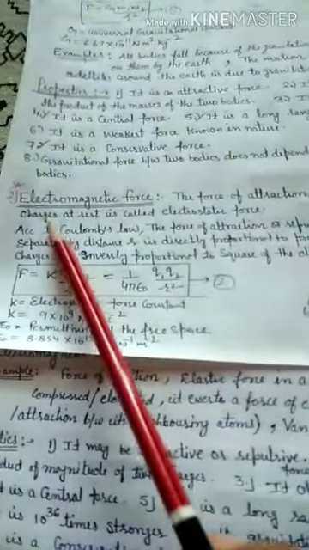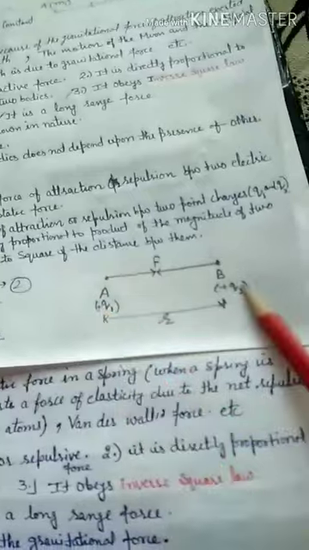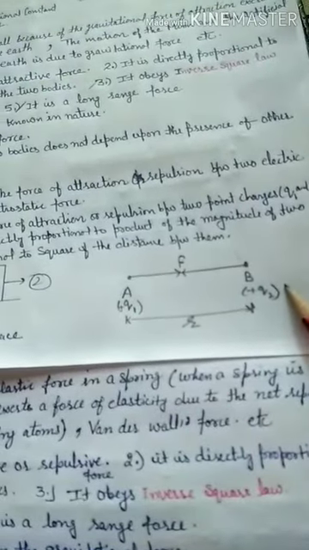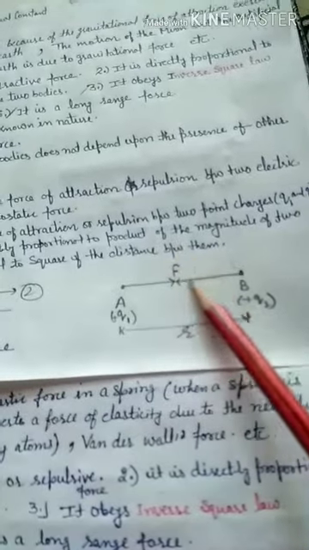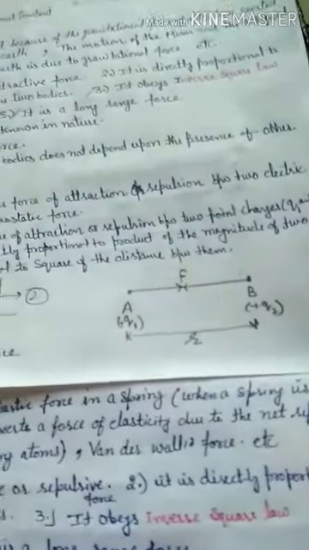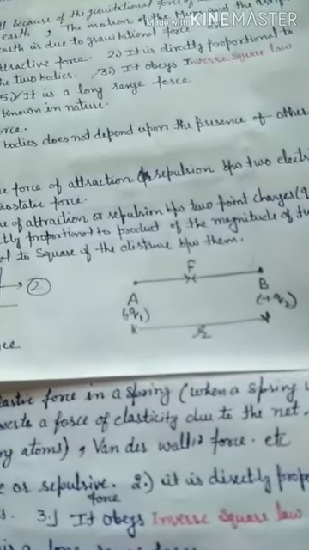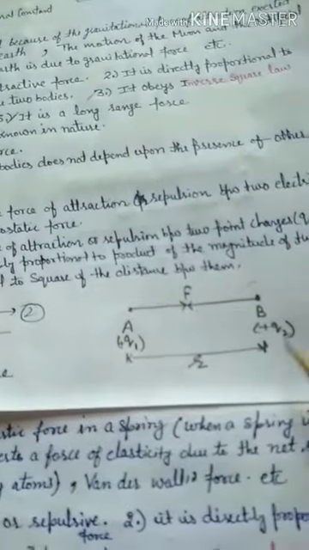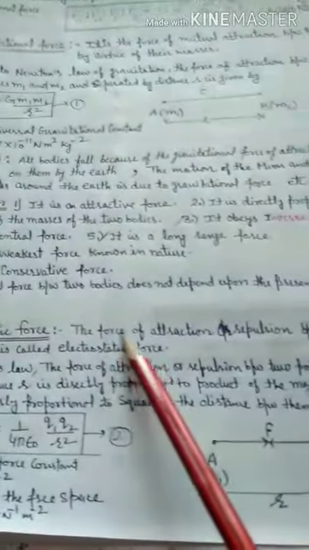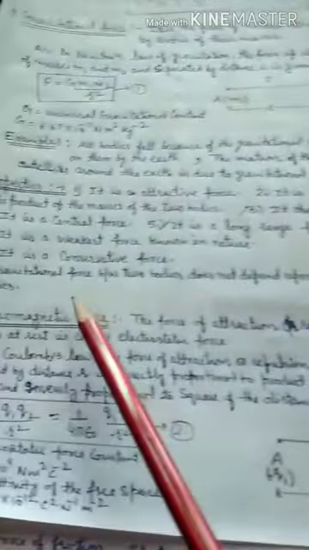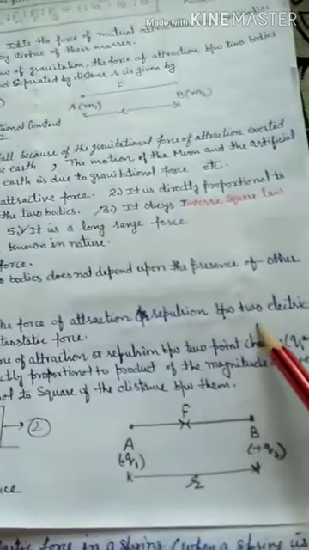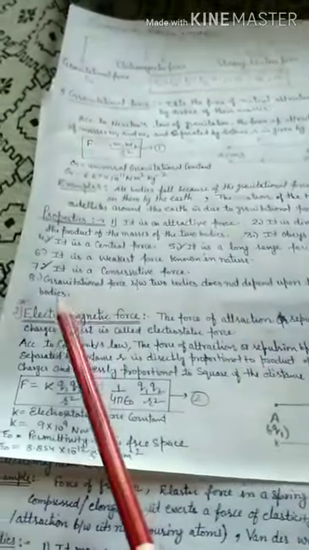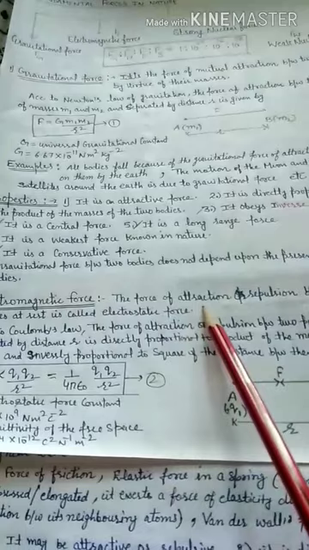Now next is electromagnetic force. This is the force between two charges. Let's suppose Q1 and Q2 are two charges, the distance between them is r, and F is the force. The two charges may be similar, either both positive or both negative, or one positive and one negative. That's why this force is attractive as well as repulsive, but gravitation is only attractive. What is the electromagnetic force? The force of attraction or repulsion between two electric charges at rest is called electrostatic force.